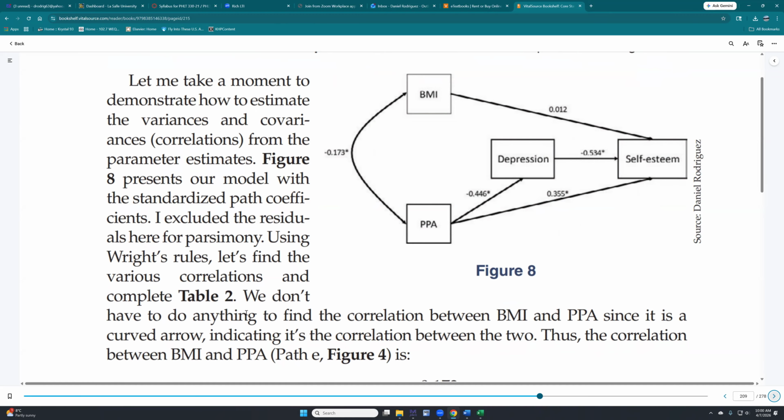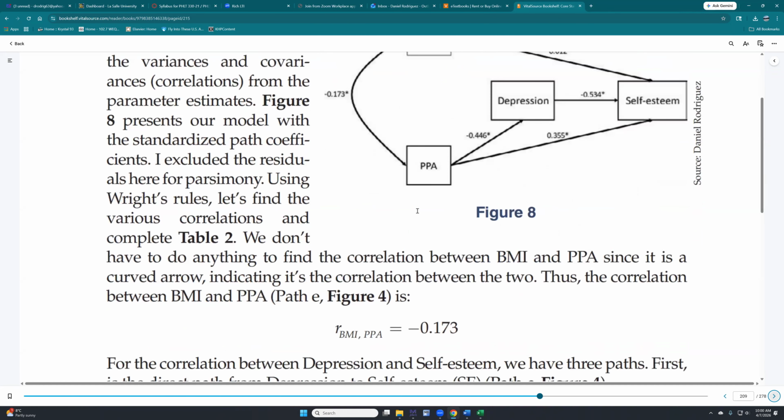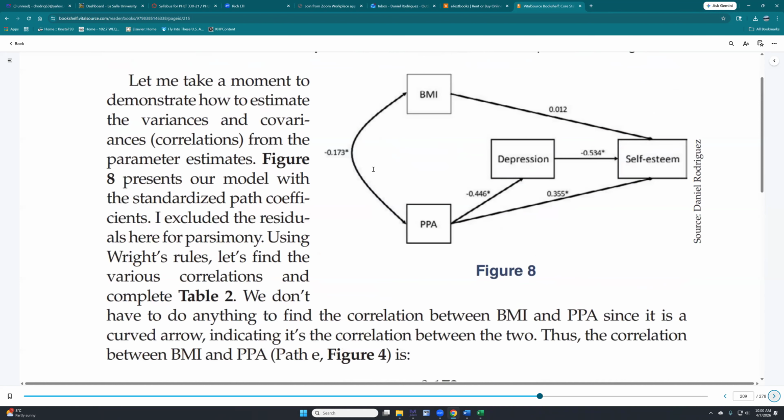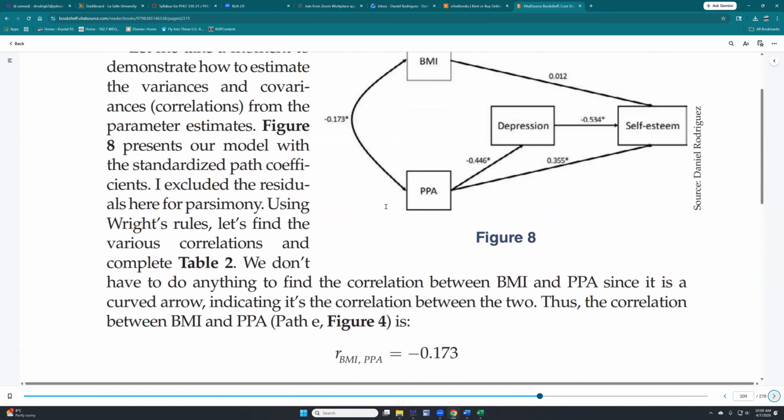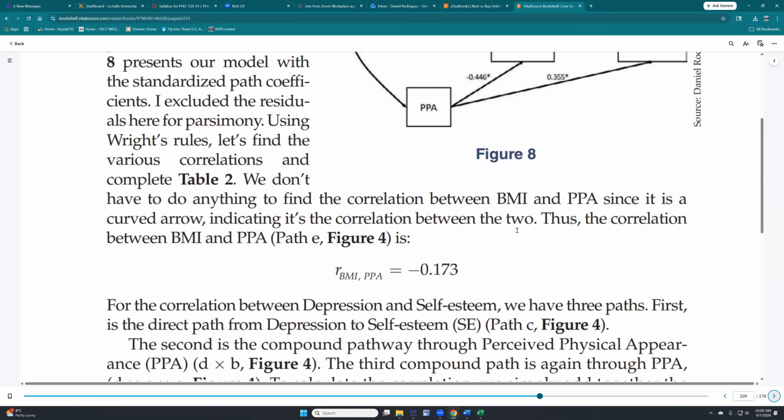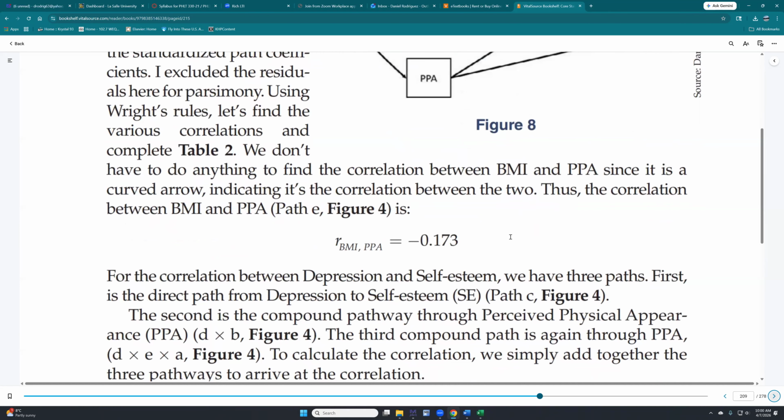We don't have to do anything to find the correlation between BMI and PPA right here, since this is a two-headed arrow, which indicates a correlation. So we know that the correlation between BMI and PPA, our symbol for correlation, is minus 0.173. And by the way, these asterisks tell us that they're statistically significant. If I was publishing this paper, I'd want to have asterisks and label significance at, say, 0.05 or 0.01, or sometimes I make two of them if there's 0.01, 3 for 0.0001.